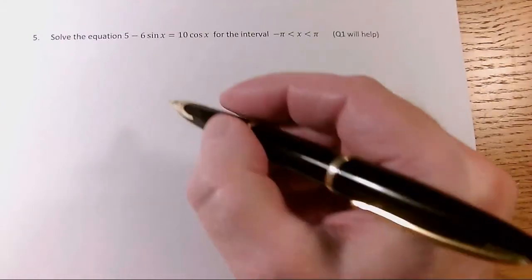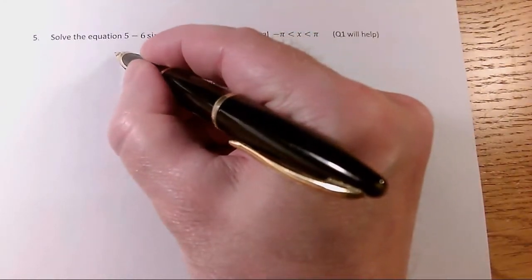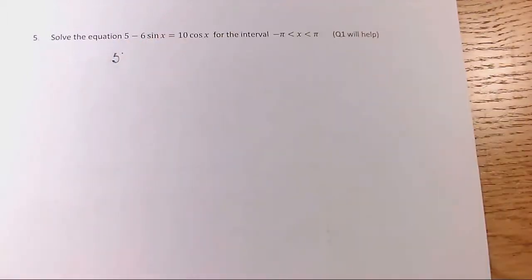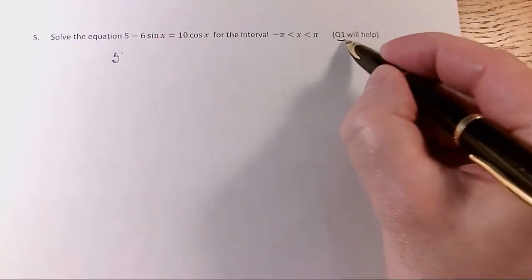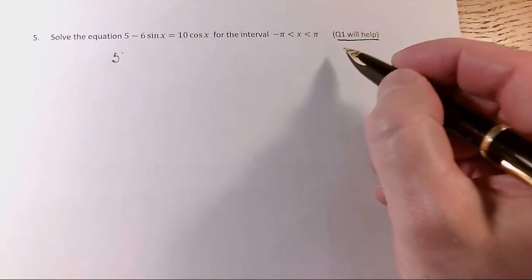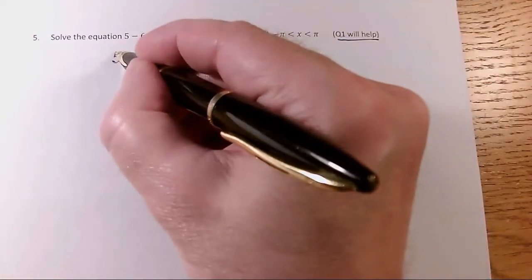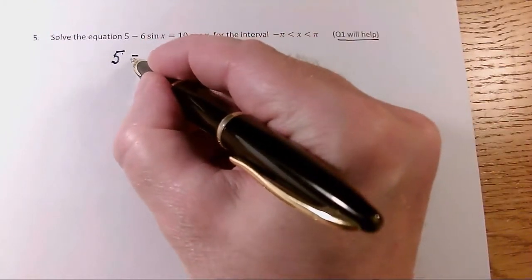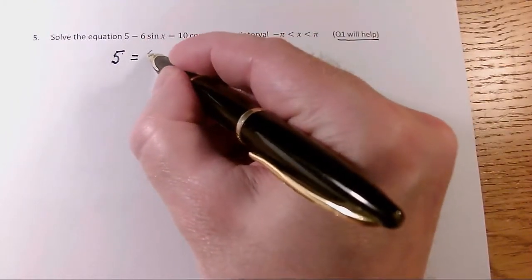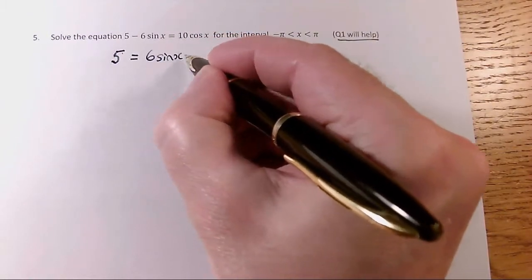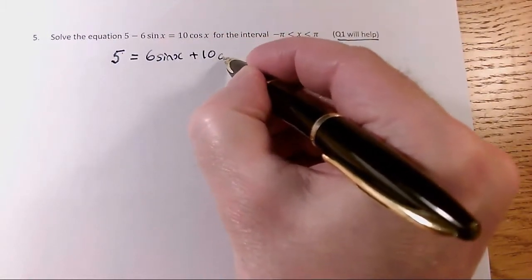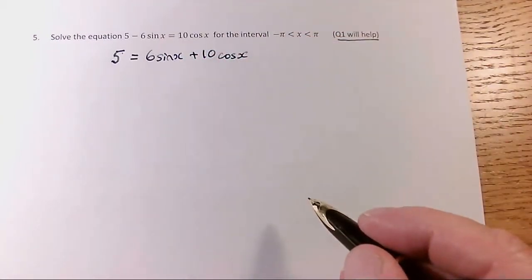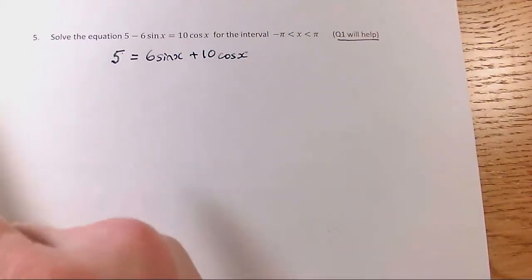So solving this equation we can do by combining the sin x term and the cos x term, because we know that's the kind of thing we can express as R cos(x plus alpha), or R sin(x plus alpha), or something like that. And this thing about question 1 helping, well, question 1 was about using that R alpha method. But I'm going to actually just do the rearrangement first. So 5 equals, add this to both sides, I'm going to get 6 sin x plus 10 cos x, and I could put this, using the normal method, into the R alpha form. But let's look at question 1 now.